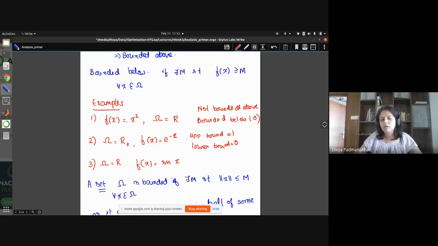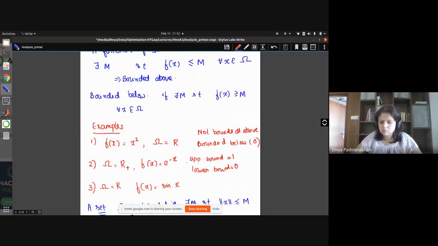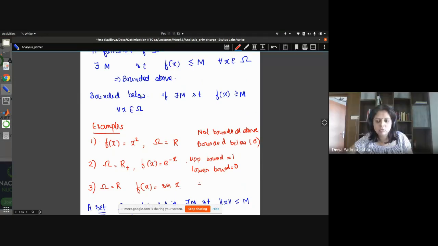Okay, so now what about this function sin x? Defined and taken over all of R. So what happens to this? Is this bounded? Is this unbounded? Plus or minus 1, right? So plus 1 and minus 1. So this is a bounded function.